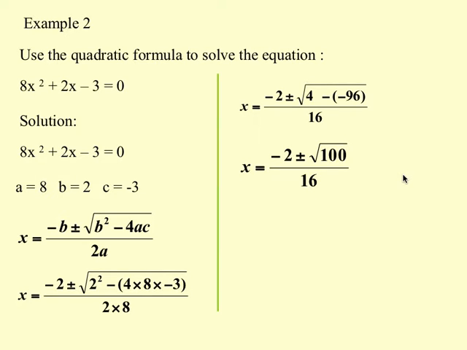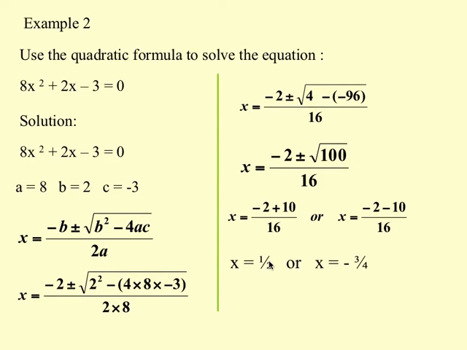Okay? So once you get here, you've got negative 2 plus 10 over 16 or negative 2 minus 10 over 16. You work out those two fractions and you get 1/2 or negative 3/4.